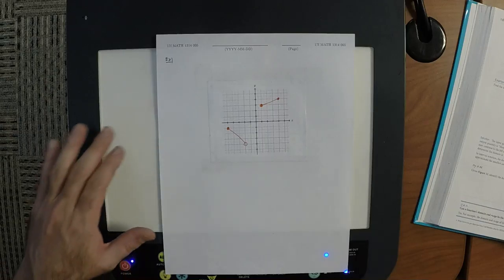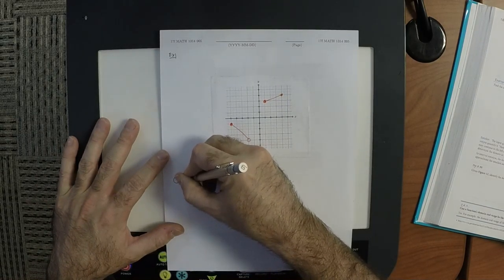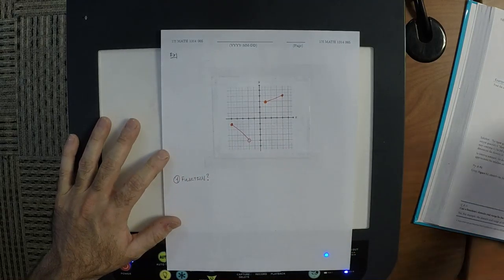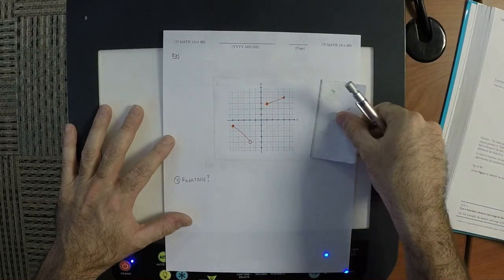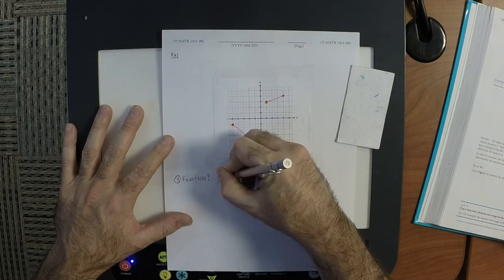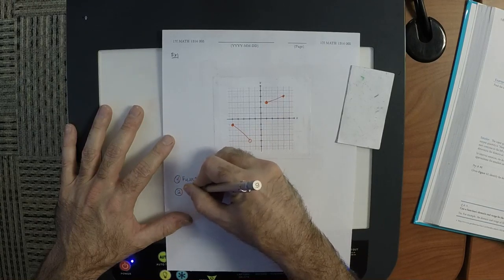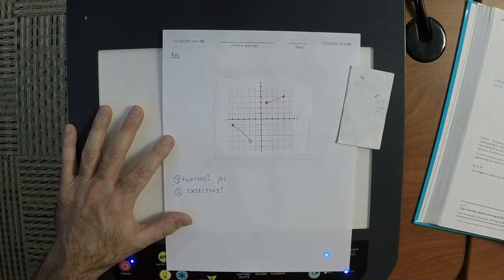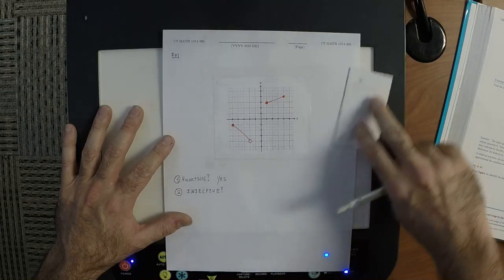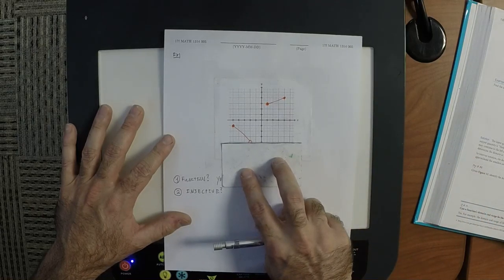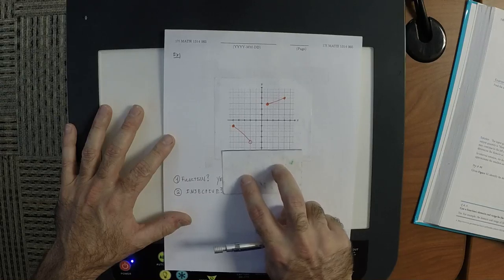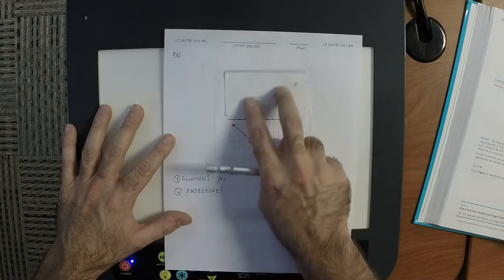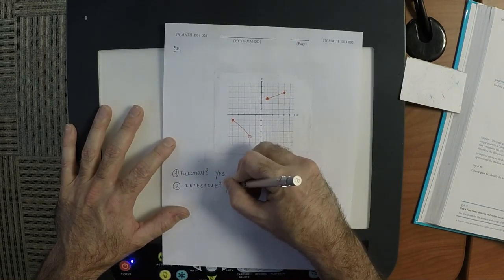Same questions as before. In the first place, is it a function? Yes. Because it passes the vertical line test. Two. Is it injective? It is now. The previous one wasn't, but this one is because notice that every horizontal line crosses 0 or 1 times. So 0 times, 1 times, 0 times, 1 times, 0 times. So now the answer is yes.